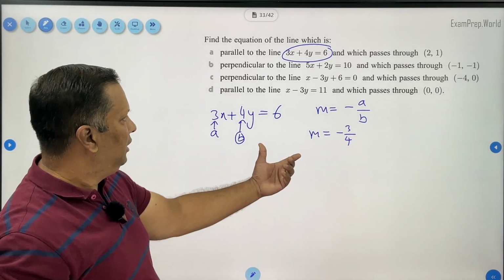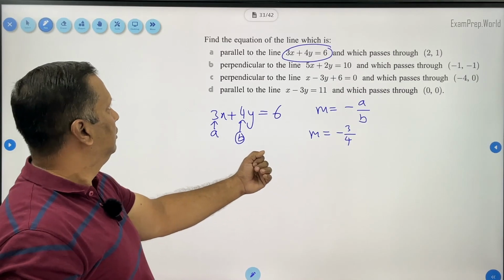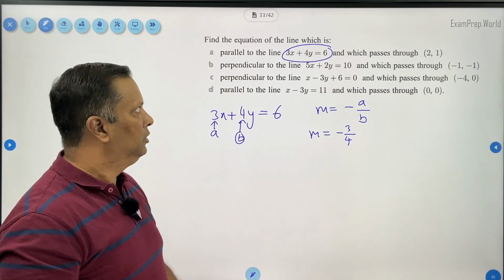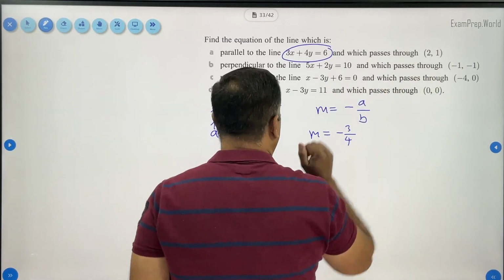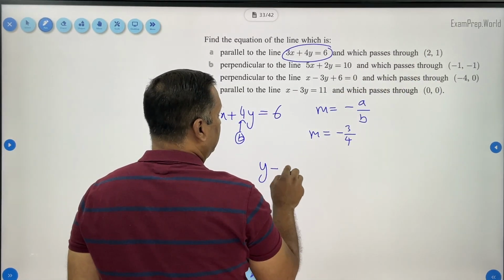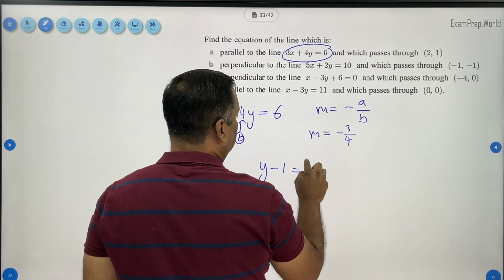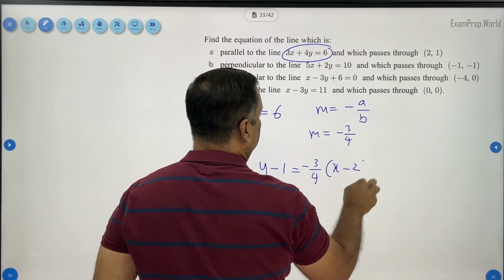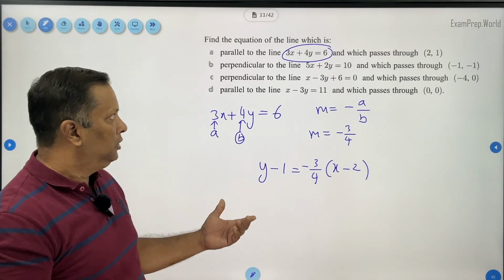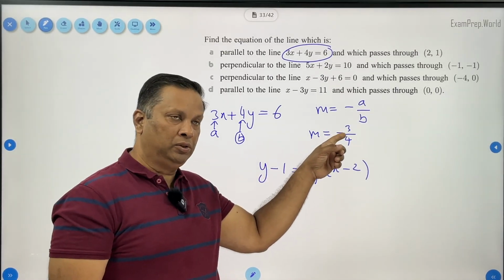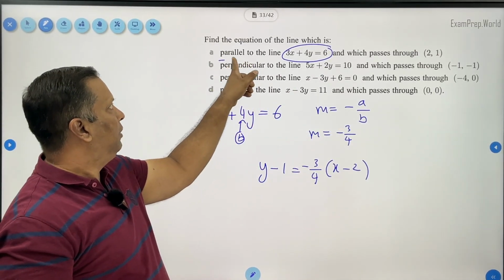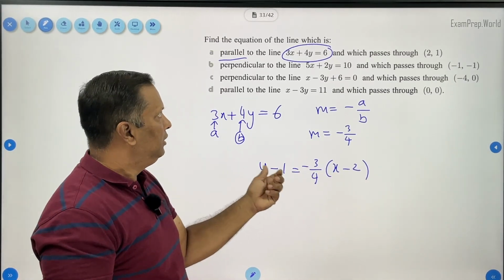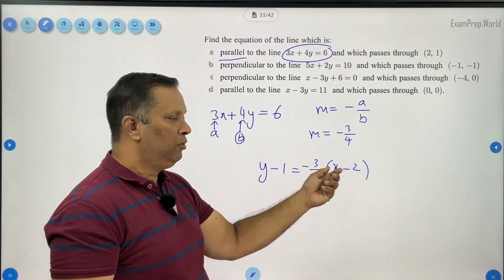Now we know the gradient of this line. So the line which is parallel to this line also has the same gradient and it is passing through 2, 1. So y minus 1 equals negative 3 by 4 times x minus 2. See, the line which we want also has the same gradient because it is parallel. Parallel means gradient is same. I use the same gradient and I am using the point. Y minus 1 equals minus 3 by 4 times x minus 2.